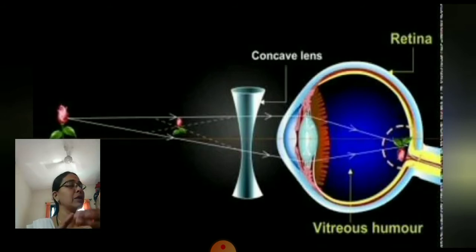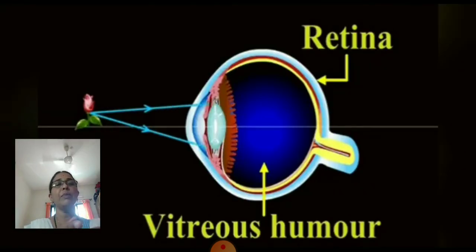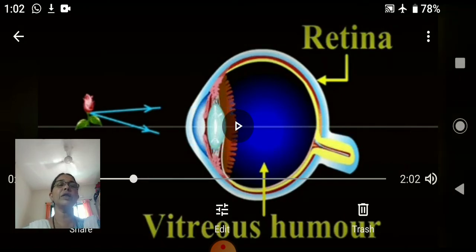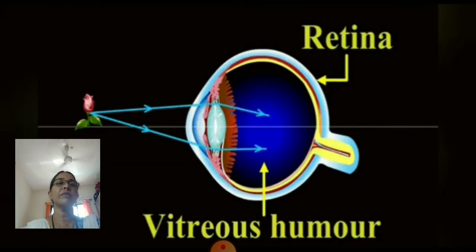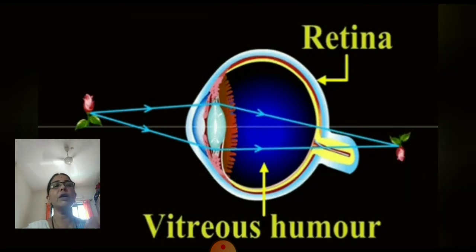The next defect is farsightedness, that is hypermetropia. You will see in hypermetropia the image is formed outside the eyeball. Now what must be happening to this eyeball? The eyeball is shortened, that means its diameter has decreased.